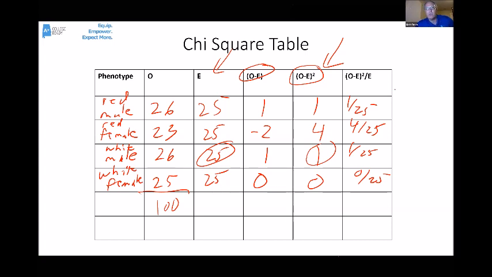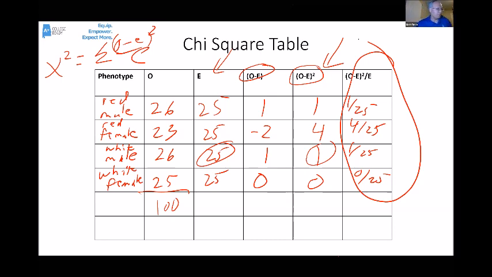That still works. But remember that your chi-squared formula is the summation of O minus E squared over E. So that's essentially, again, telling us to take this last column and sum it up. So let's do that. If you did it in fractions, it makes it faster. So 1/25 plus 4/25 plus 1/25 plus 0/25 just comes out to be 6/25. Now I'm going to convert it to a decimal. So I'm just going to go 6 divided by 25. And that gives me 0.24.